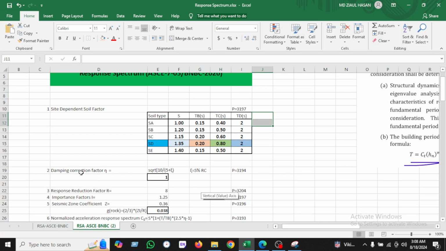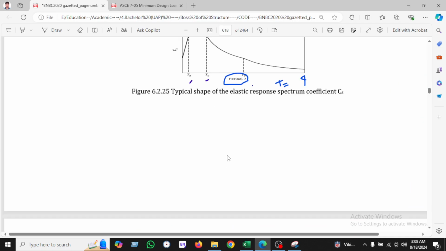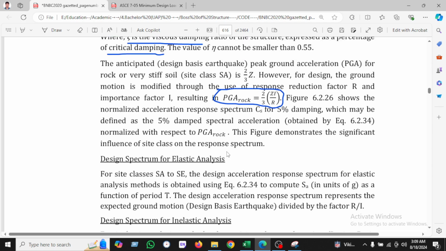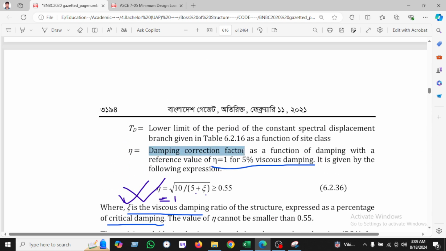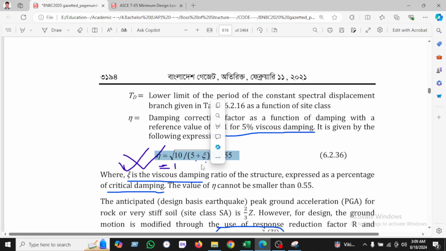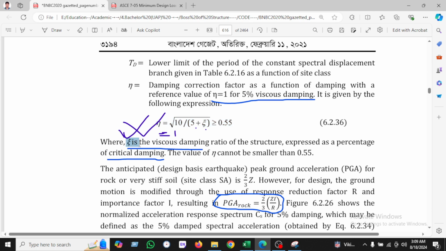Second, I am taking the damping correction factor eta. The damping correction factor as a function of damping, with a reference value of eta equal to 1 for 5% viscous damping, is given by the following expression. So this equation I have used, where zeta is the viscous damping ratio of the structure, expressed as a percentage of the critical damping. The value of eta cannot be smaller than 0.55.